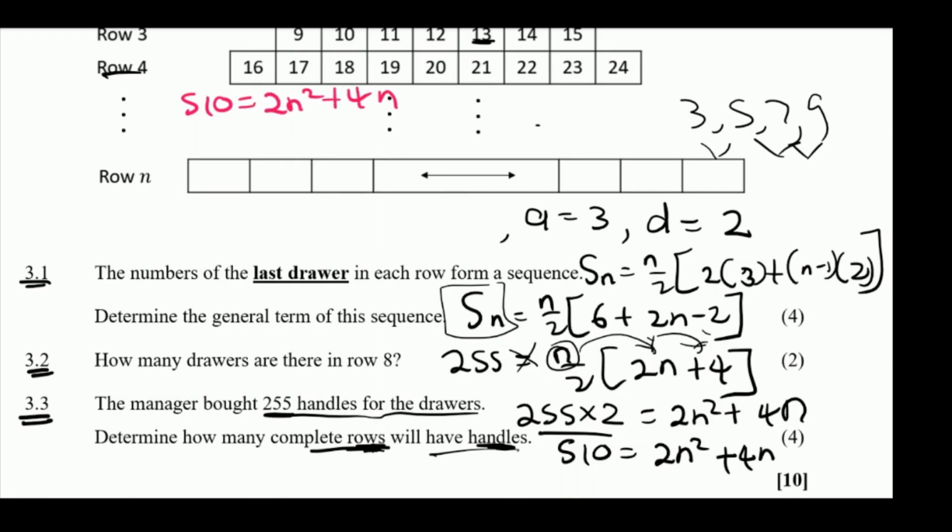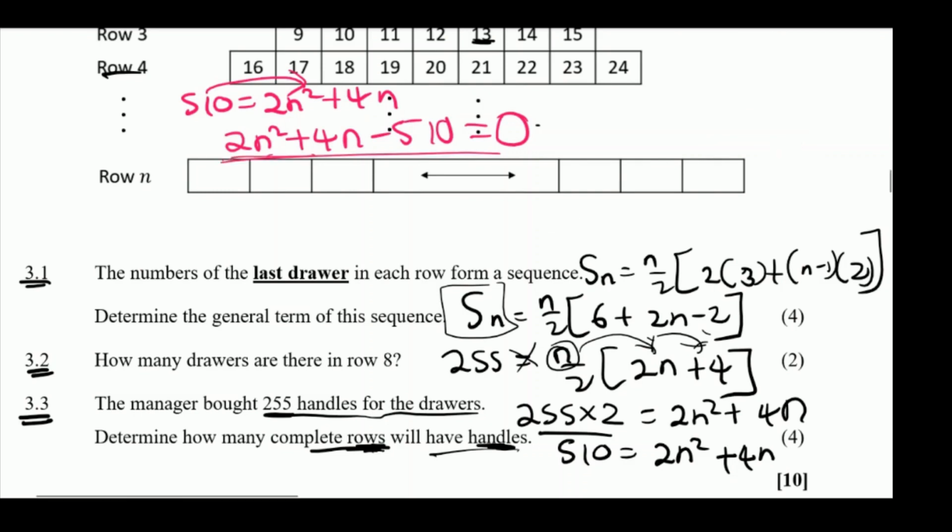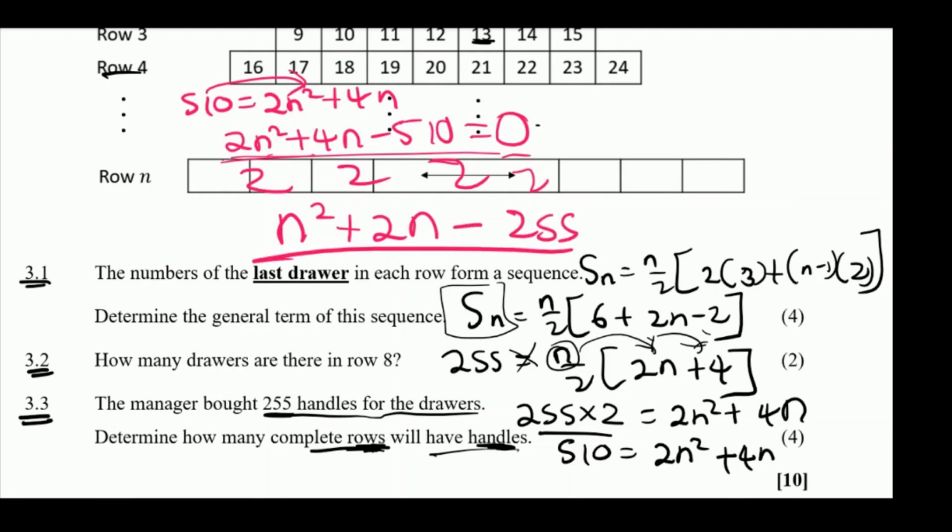We're going to write it in standard form, which means we transpose to the other side. We have 2n squared plus 4n minus 510 equals 0. We want to find the number of terms. We divide by 2 on all sides, and we'll remain with n squared plus 2n minus 255 equals 0. So this is the standard form, and now that we have it, we can factorize.